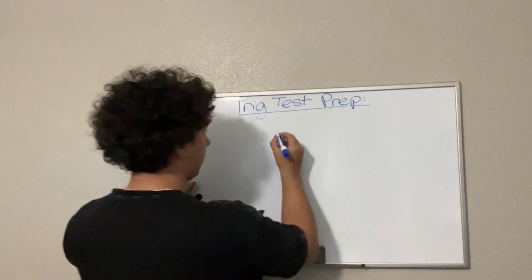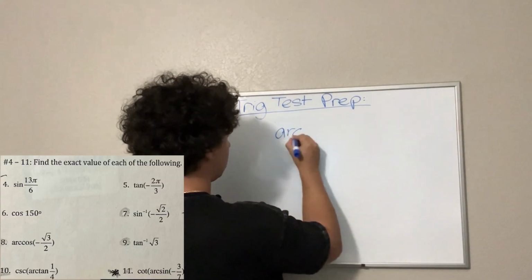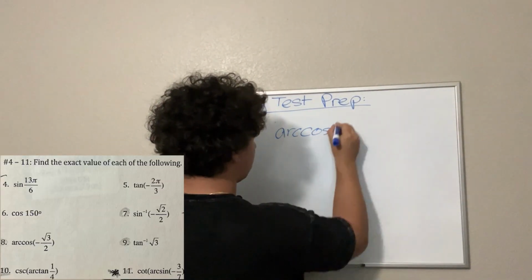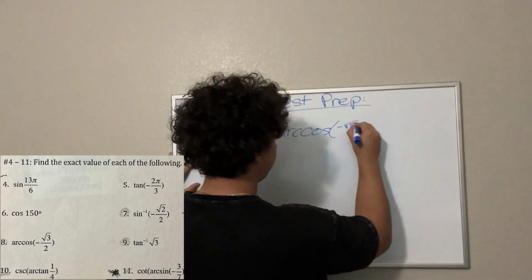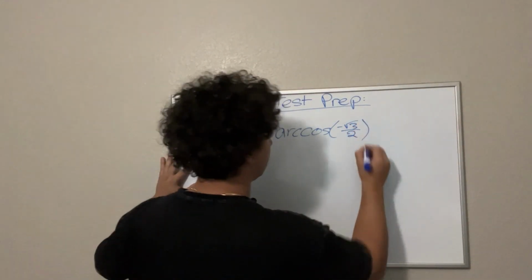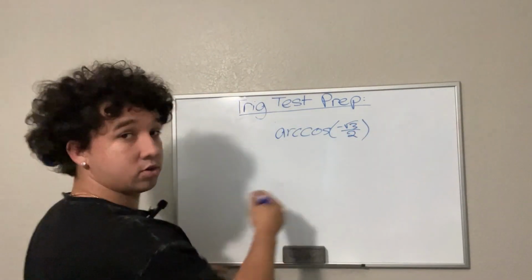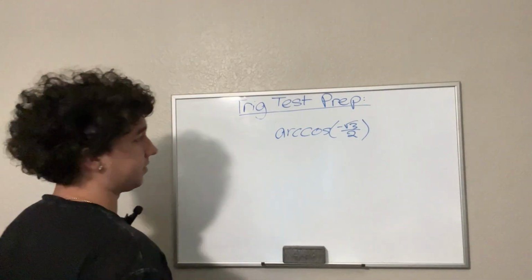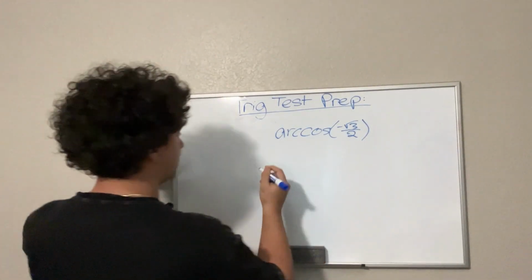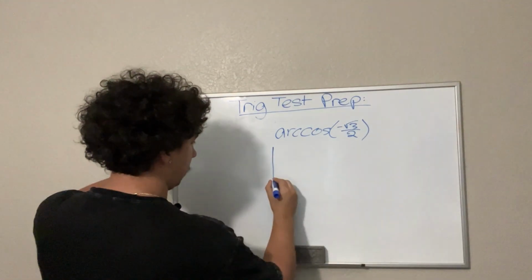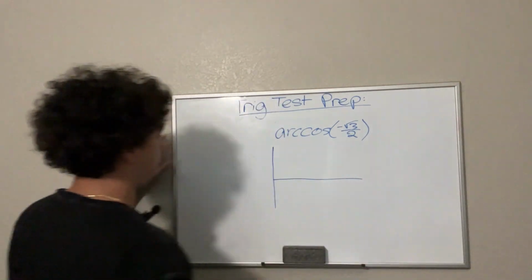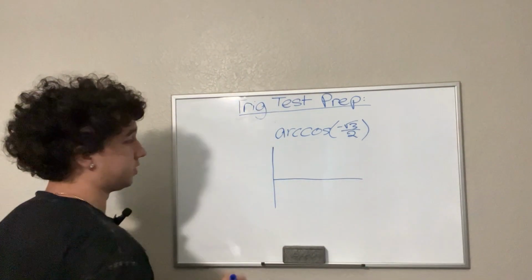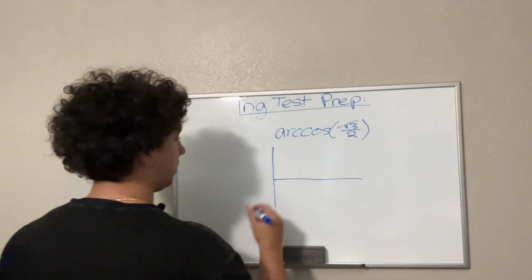Okay, next one. We got arc cosine of negative root 3 over 2. So arc cosine, just so you know, is inverse cosine, same vibe. But we got to think of the same thing as last time, because this is the inverse, so I got to think of when this thing passes the horizontal line test. In other words, it's actually an inverse function.